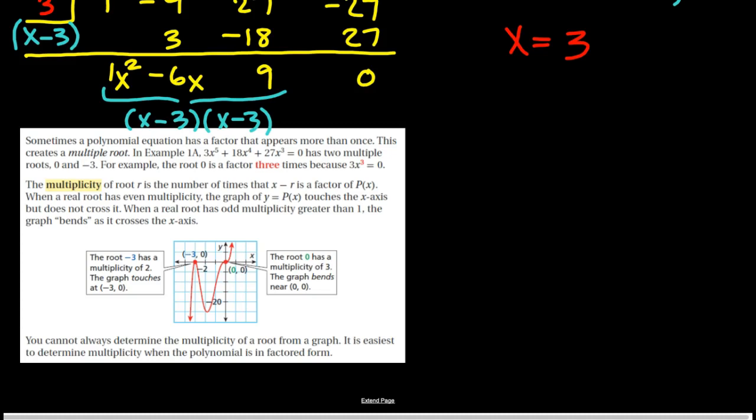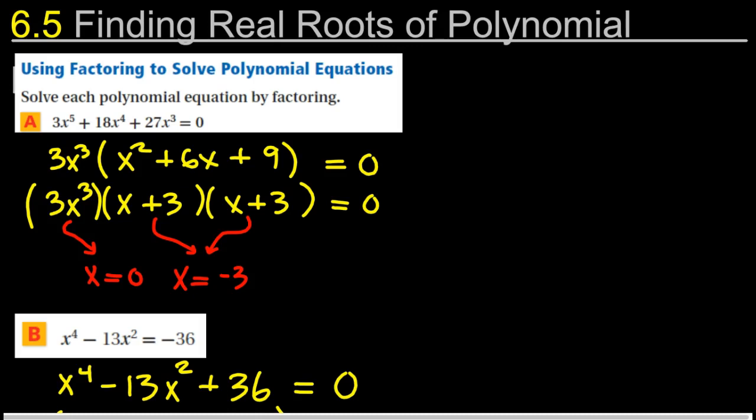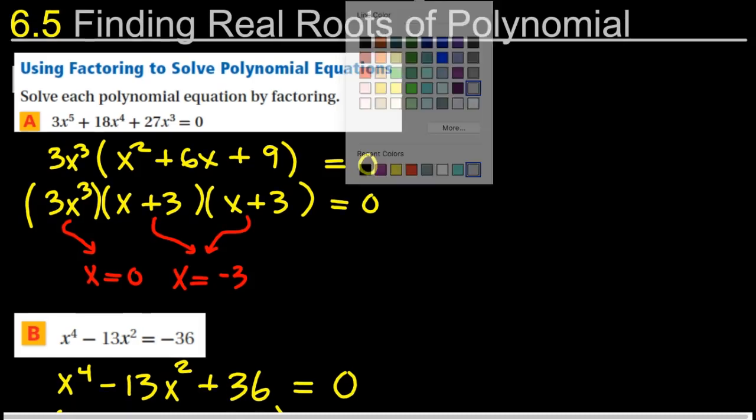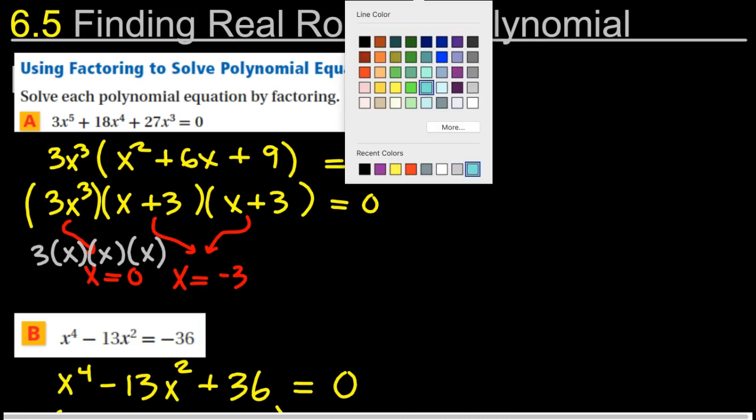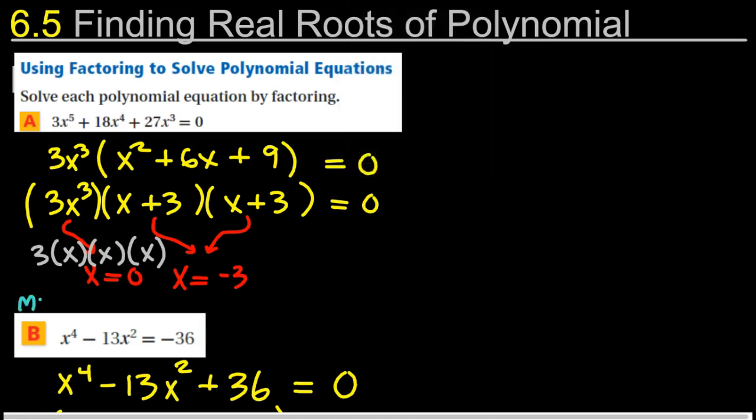And let's just go back to that problem. We did that problem, right? So this problem right here, we ended up factoring this, and we factored out a common term of 3x cubed. So if I expanded that, that would look like this. 3 times x times x times x, right? And so 0 ends up being a root essentially 3 times. So what we would say on that is that we would say 0 has a multiplicity of 3.